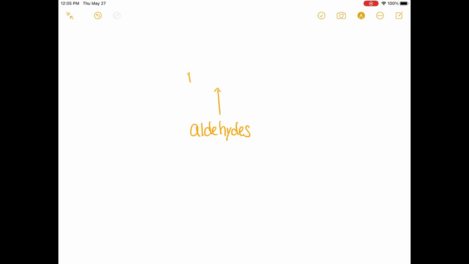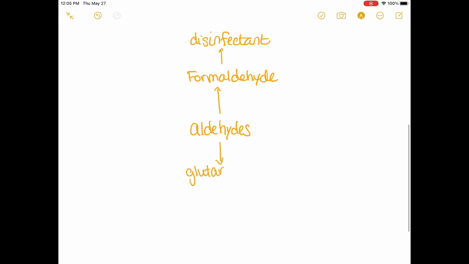Aldehydes. There are 2 examples, and they are formaldehyde and glutaraldehyde. When we see formaldehyde in its gaseous state, it is a great disinfectant. Glutaraldehyde is related to formaldehyde, but it's less irritating and more effective. It is used to disinfect hospital equipment.